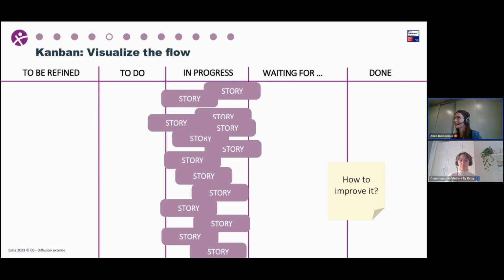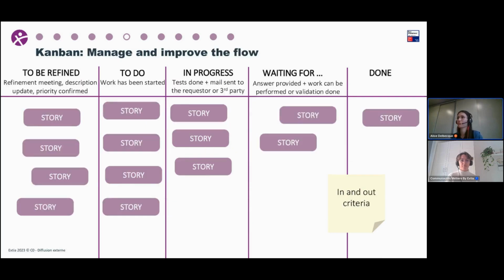Okay, let's see what Kanban proposes. First proposal of Kanban, if my computer is working. Yeah. First proposal, make sure that all the team is calling in progress the same real in progress. If something is in progress, that really means it's in progress. So to do that, we can define in and out criteria. So for instance, to be in progress, it means that the work has been started, and to go out, that means that the tests are done and the mail has been sent to the requester or to the third party.